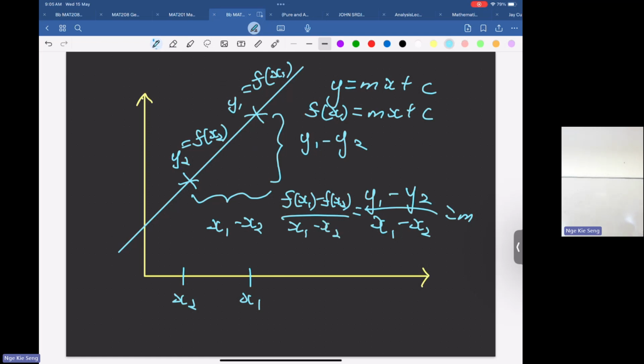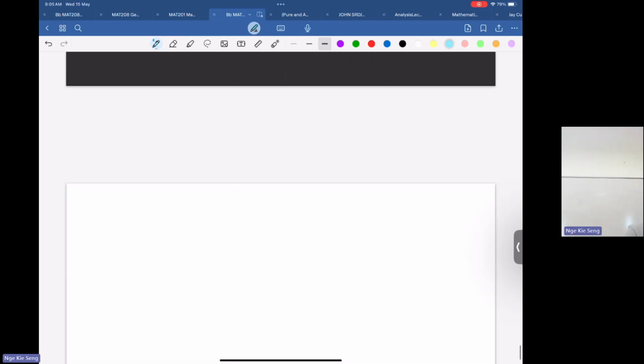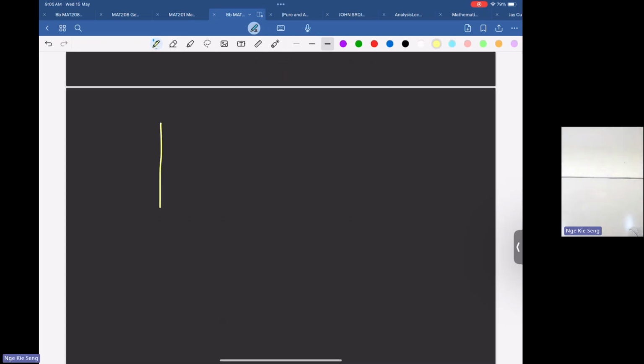So this is a special property of this line, an invariant that doesn't change. No matter which two points you pick on this line, this m won't change. We call it the gradient. But life is not so easy, right? So why is it not so easy?